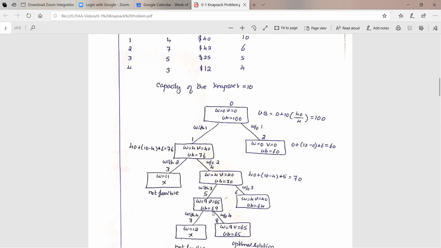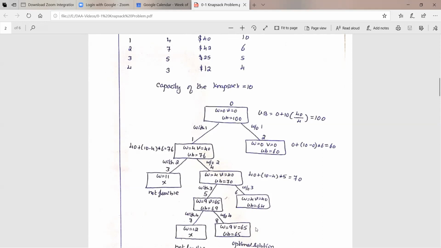We should not consider the object 4. If you are not considering the object 4, there is no need to include the weight. So already what weight are we having? We are having the weight W is equal to 9. If you are not considering the object, the profit also you should not consider. So V is equal to 65.